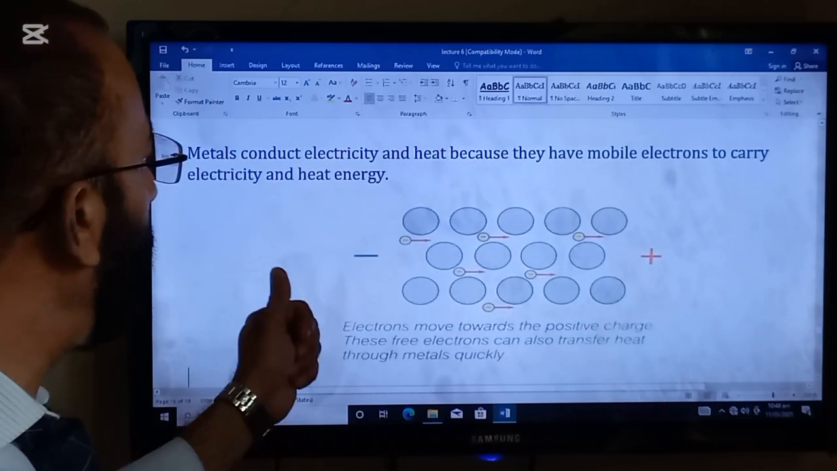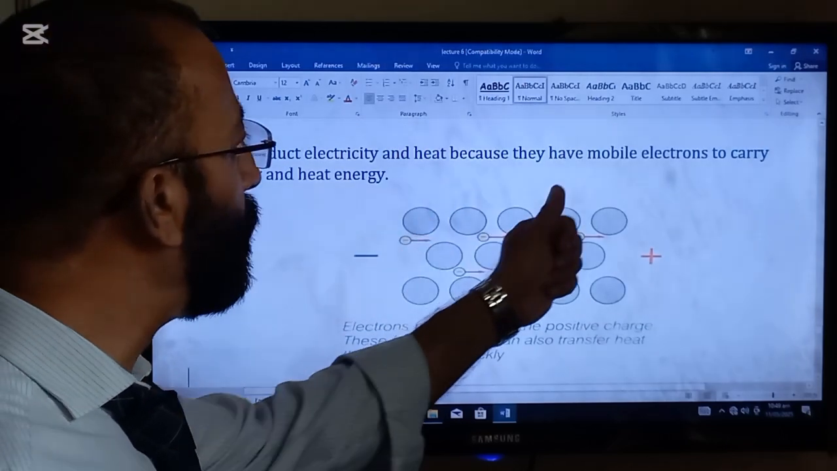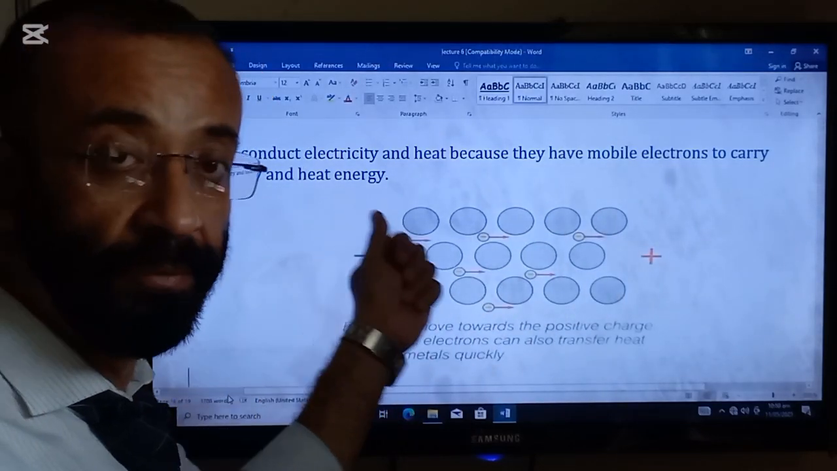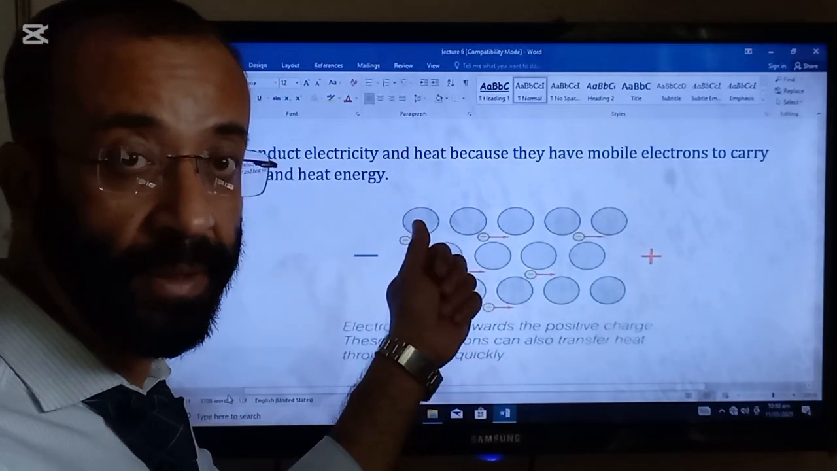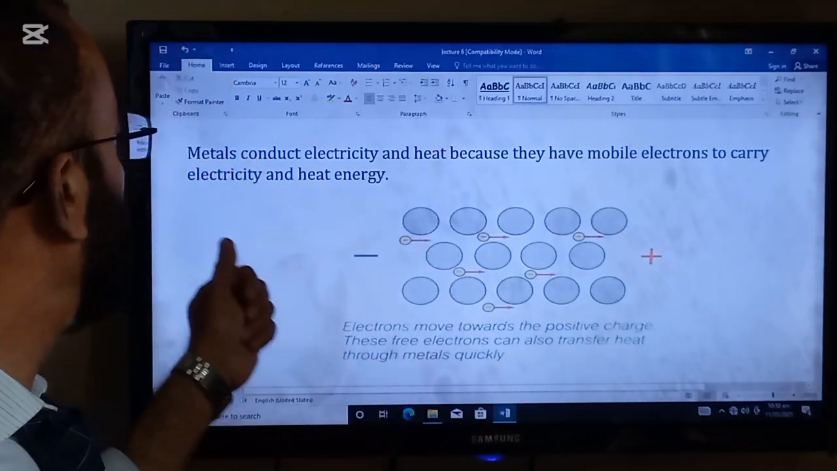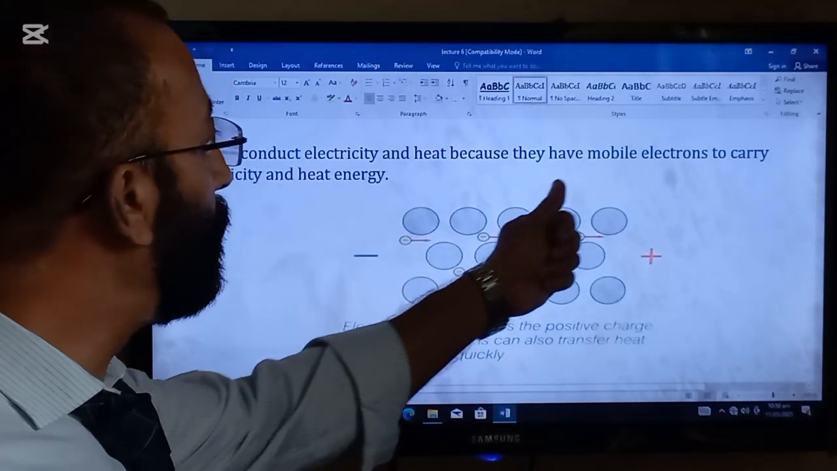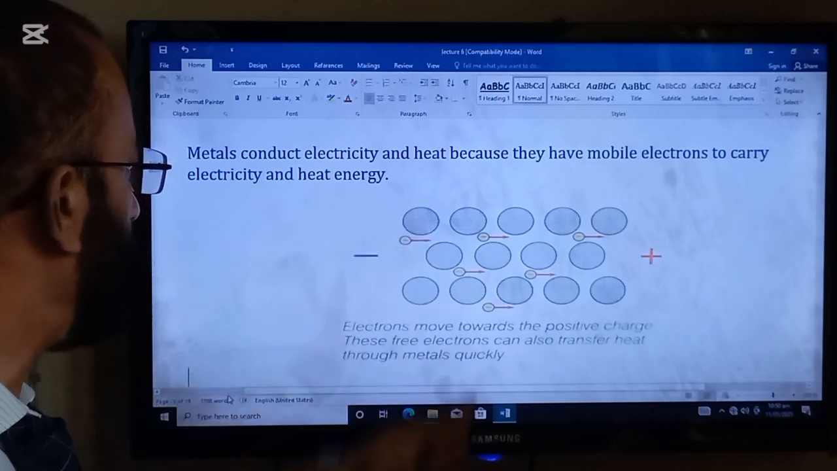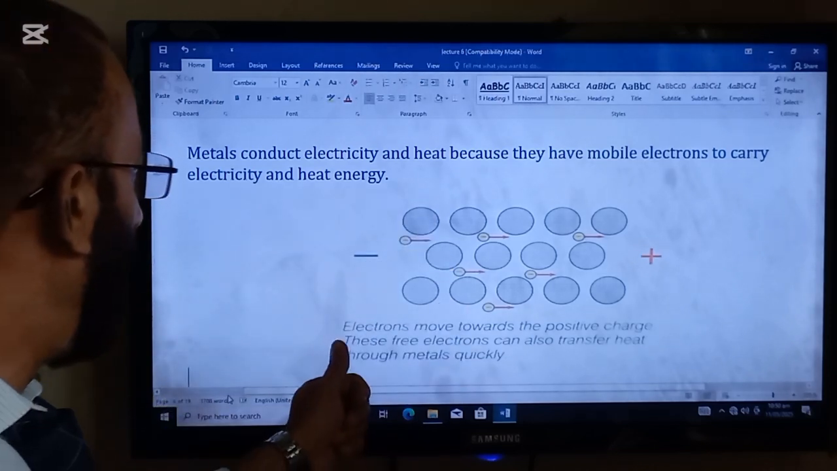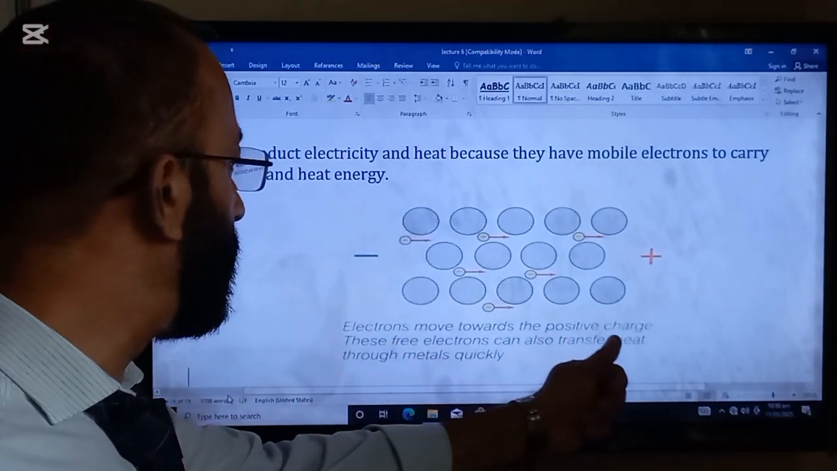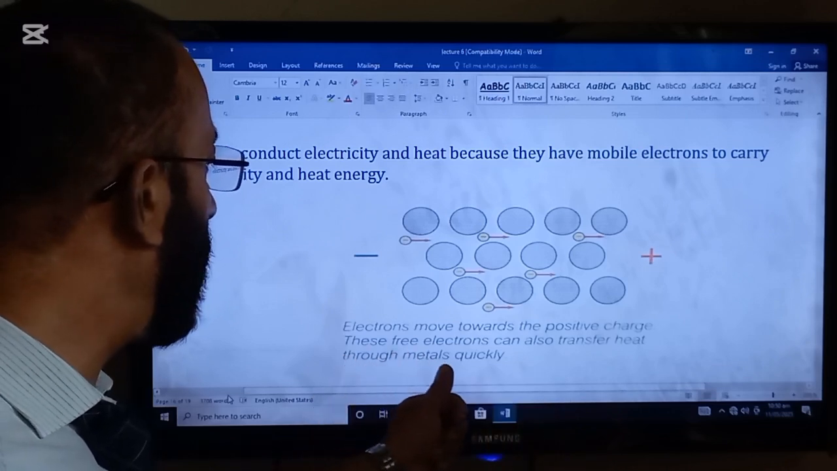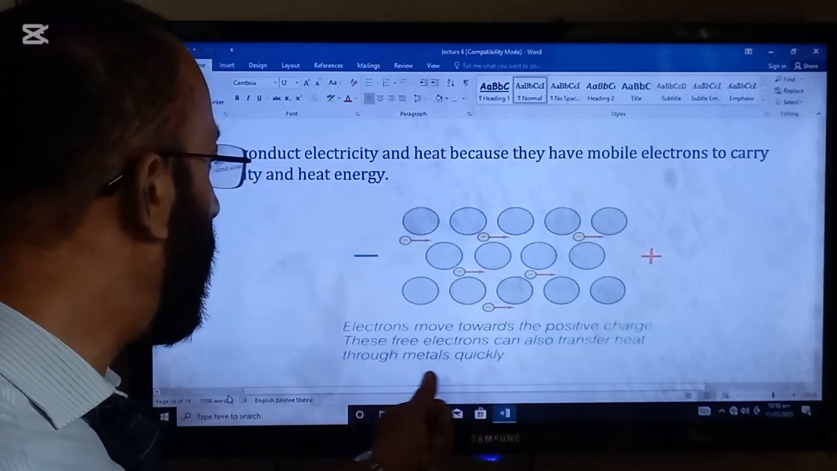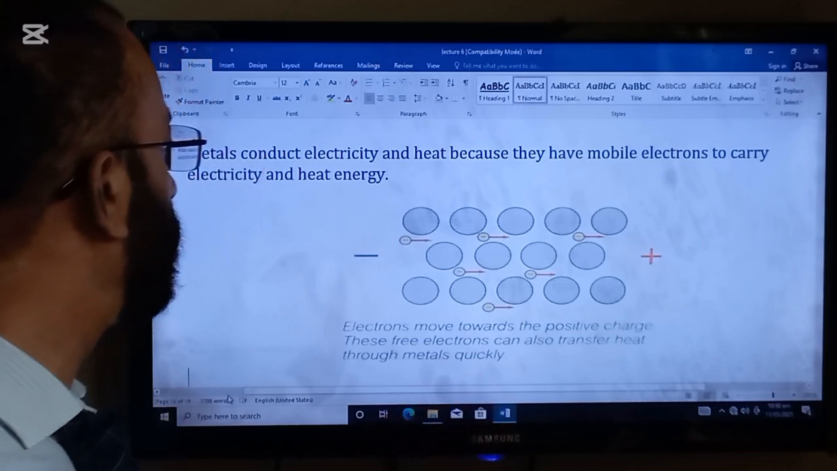Metals conduct electricity and heat because they have mobile electrons to carry electricity and heat energy. Very important short question, frequently come in the paper. The reason is they have mobile electrons to carry heat and electrical energy. Electrons move towards the positive charge. These free electrons can also transfer heat through metals quickly.